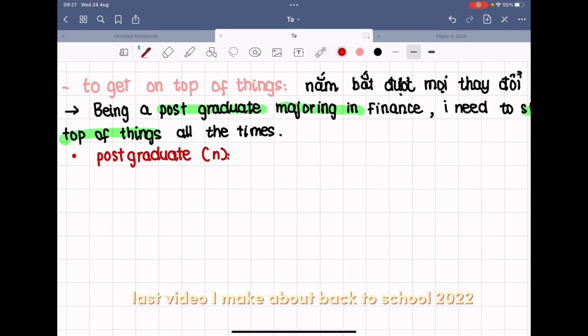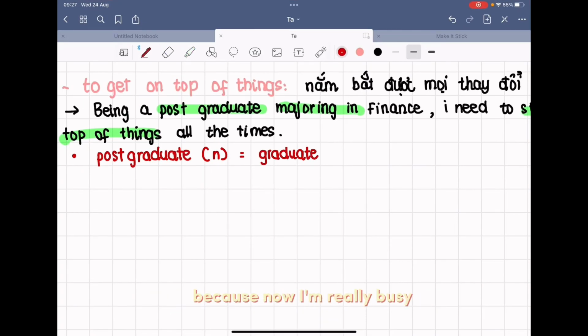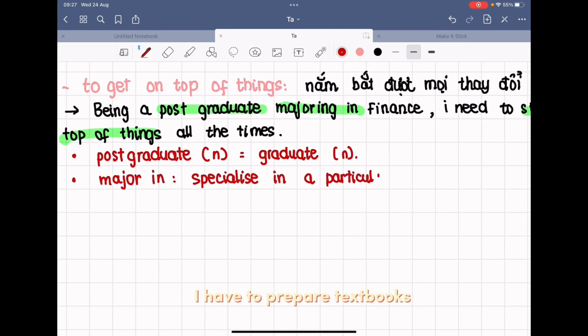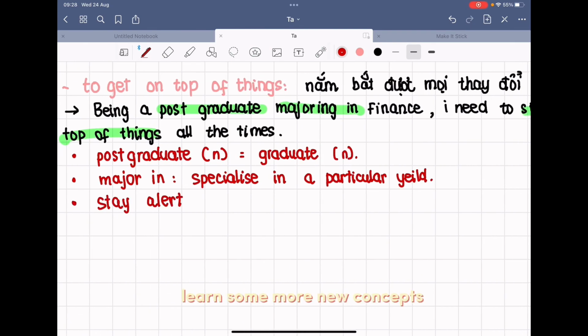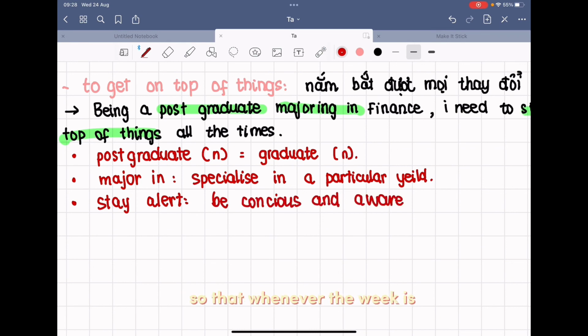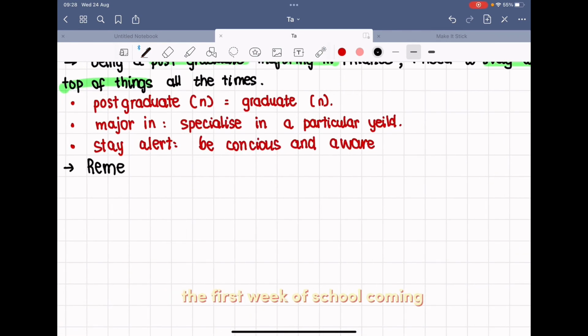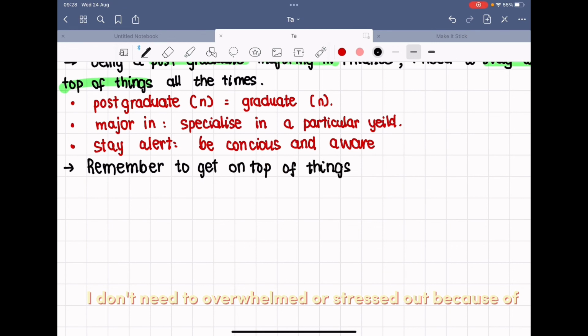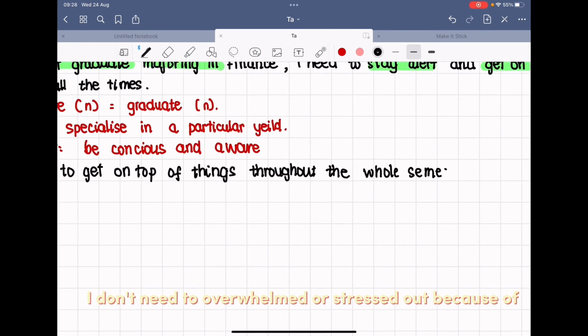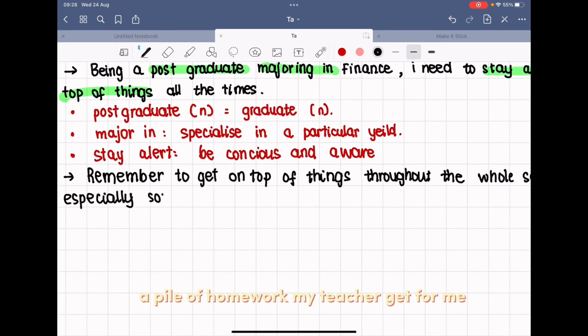About back to school 2022, because now I'm really busy preparing for the next academic year. I have to prepare textbooks, learn some more new concepts, so that when the first week of school comes, I don't need to be overwhelmed or stressed out because of a pile of homework my teacher gave me.